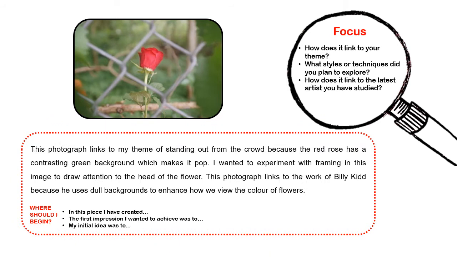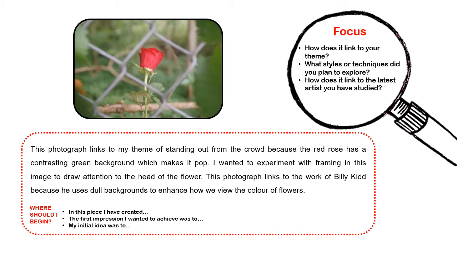Next, you're going to explain how it links to your theme, the style or techniques that you've used, and how does it link to the latest artist that you've studied. So it should link directly to Ansel Adams because they're landscape photos, but if not, just try to link it in to whoever you've looked at. So I've written the photograph links to my theme of standing out from the crowd because the red rose has a contrasting green background which makes it pop, just making it stand out.